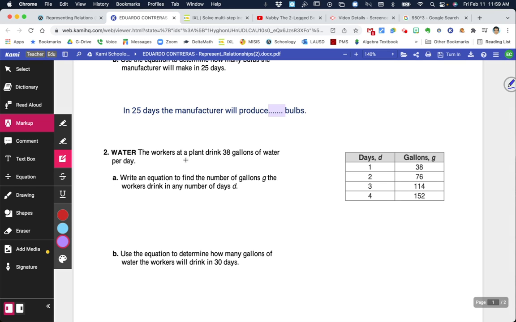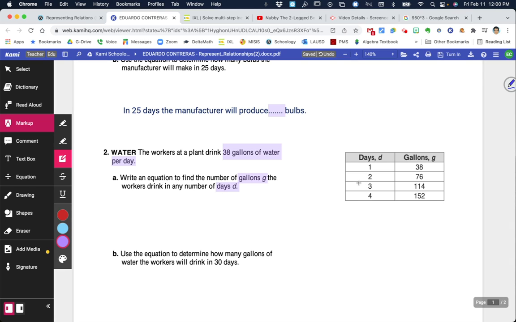So it says, the workers at a plant drink 38 gallons of water per day. We're going to start with writing an equation to find the number of gallons G the workers drink in any number of days D. So it's 38 gallons per day. That's our rate. They're telling us the number of gallons is G, and the number of days, D.